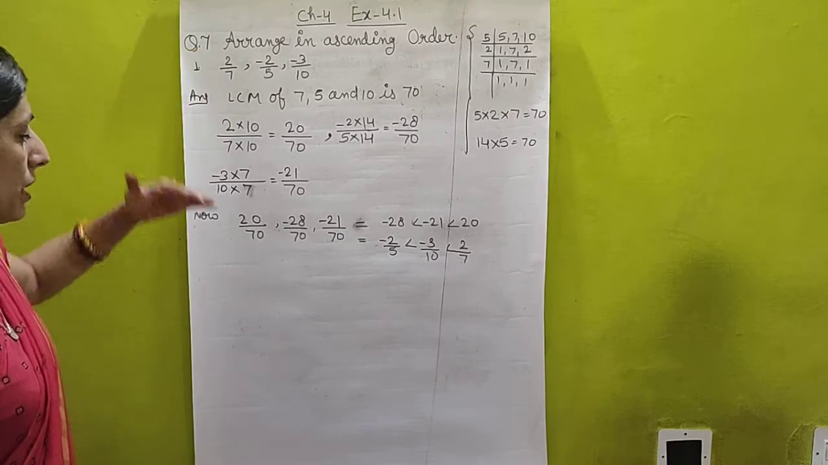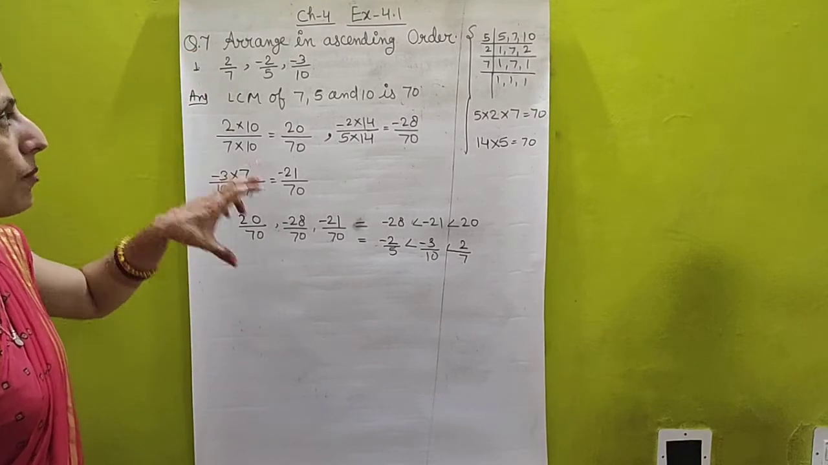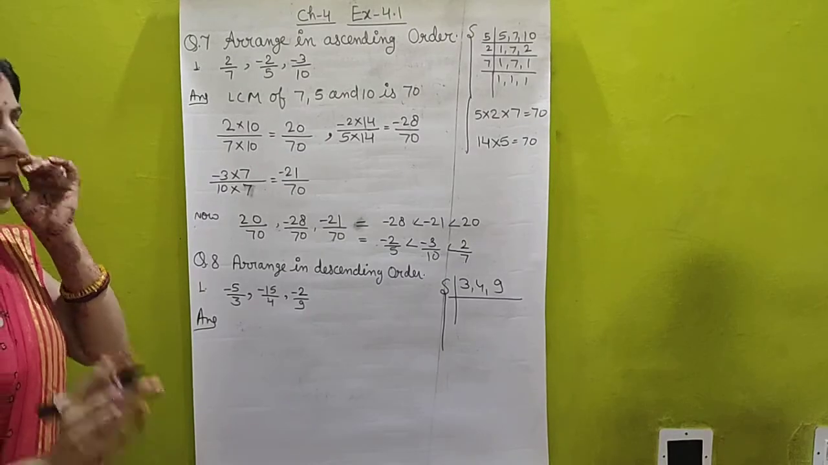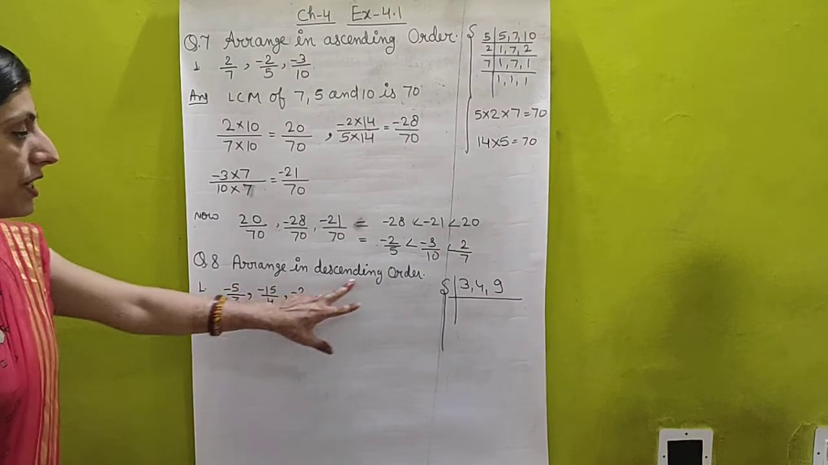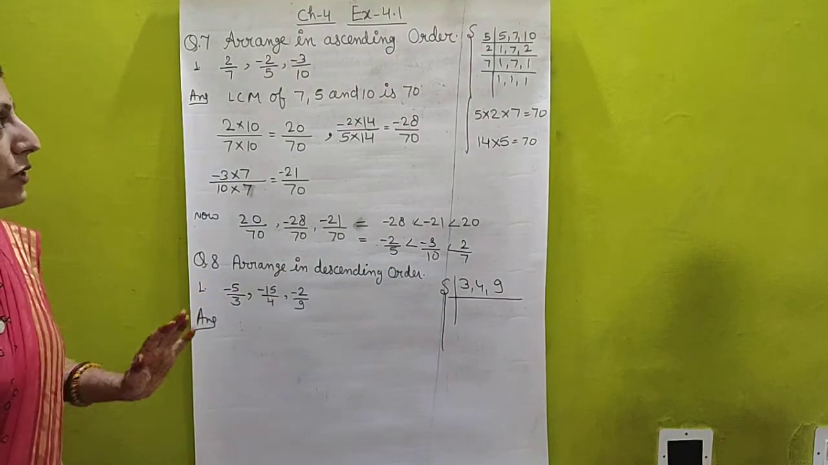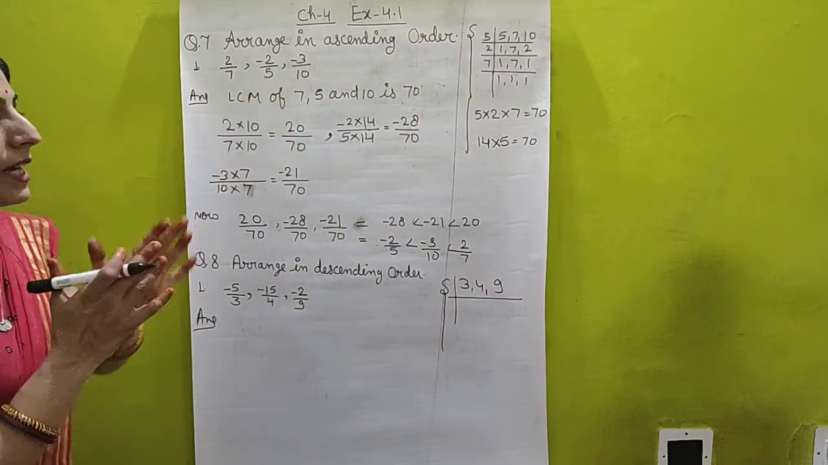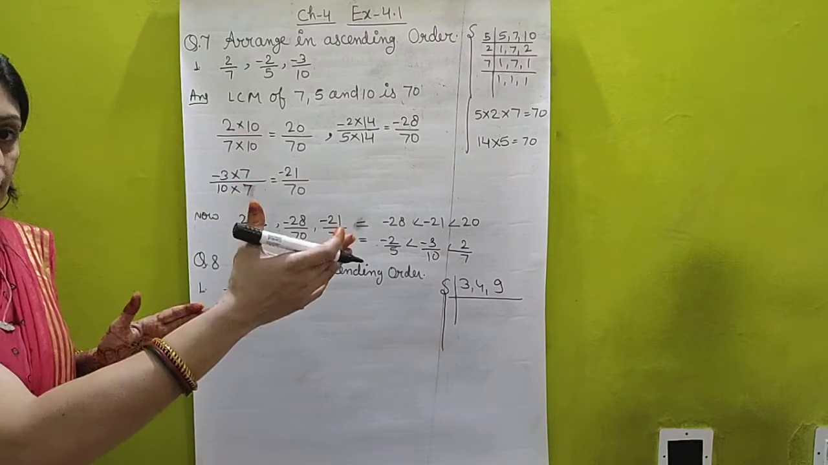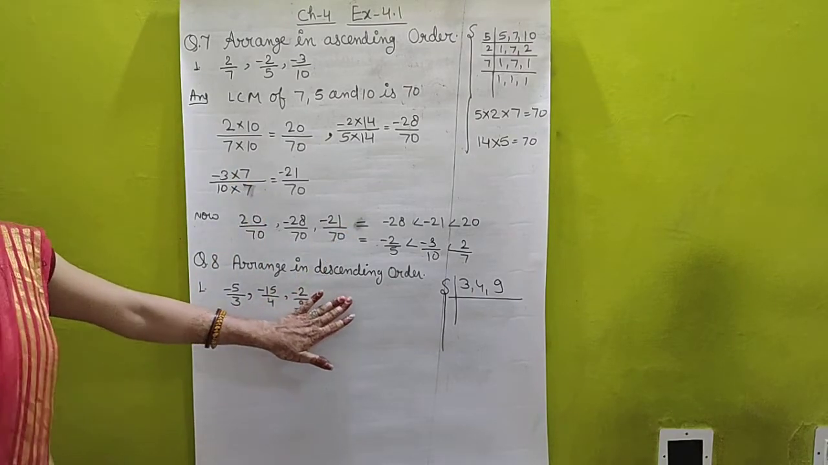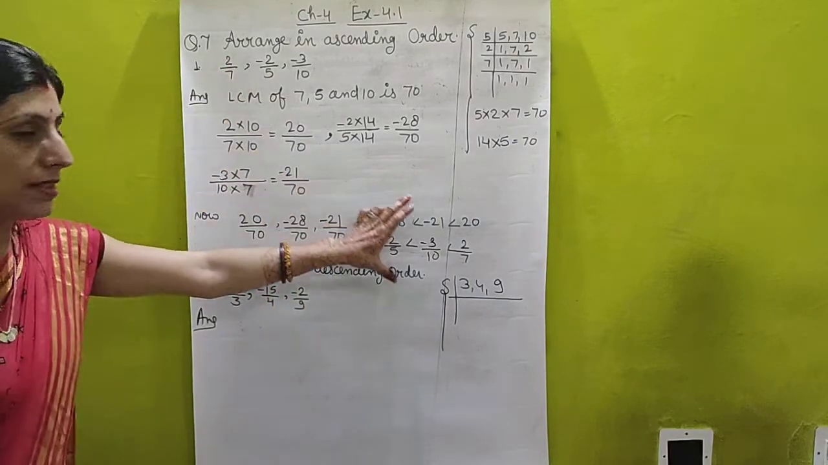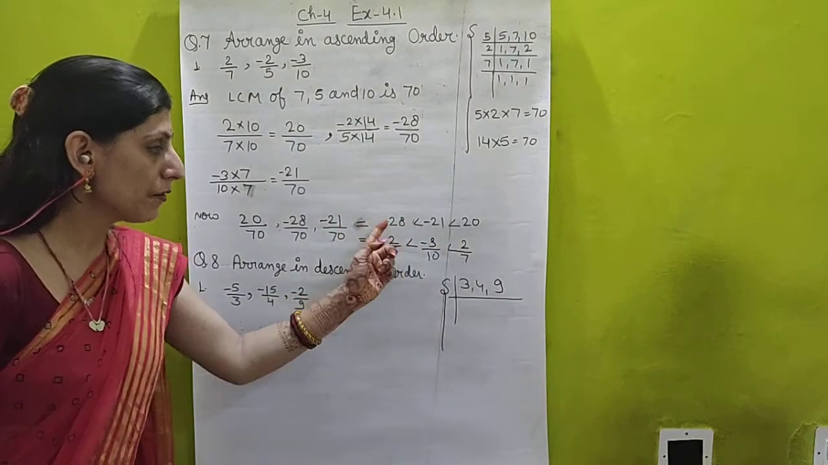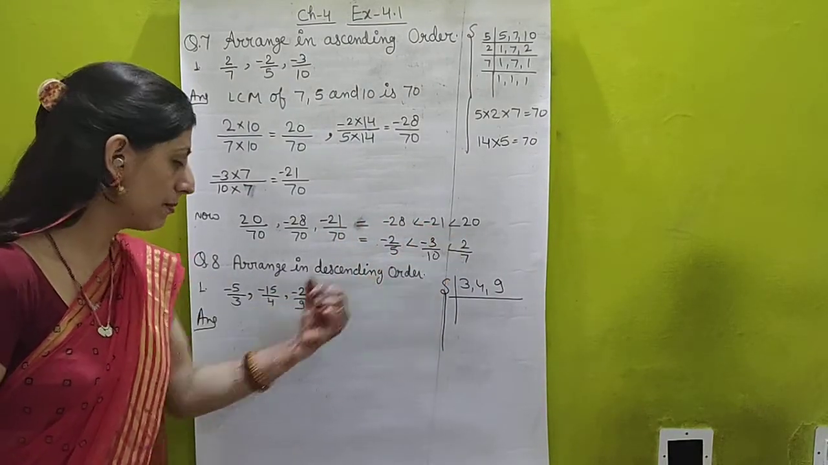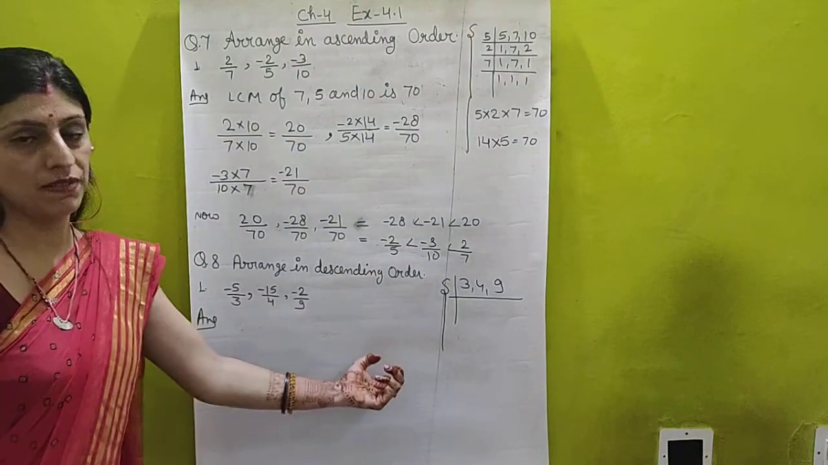Now students, question number 8 I am taking. This is just the opposite: arrange in descending order. As you know, in ascending order we arrange the given numbers from smallest to largest. Here it is largest to smallest. The process will be the same, but there we arranged smallest then largest, and here we will arrange largest then smallest.